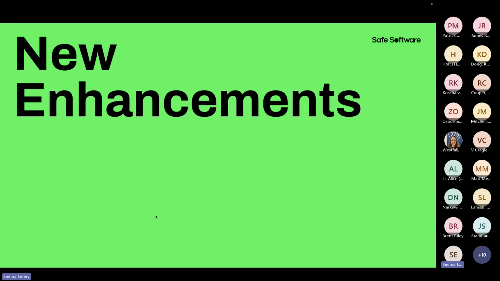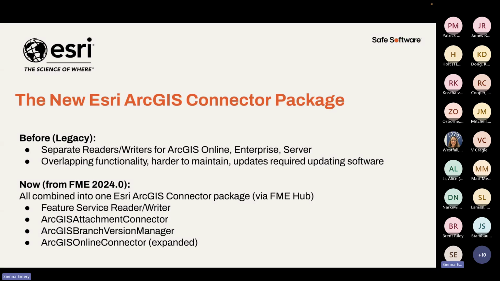We have a couple of new enhancements that will affect the way you work with your web services, so I thought I would mention them. The first is our new ESRI ArcGIS connector package. This package was introduced in 2025, but it can be used from 2024.0 on. And what this is, it's a package that lives on the Hub.